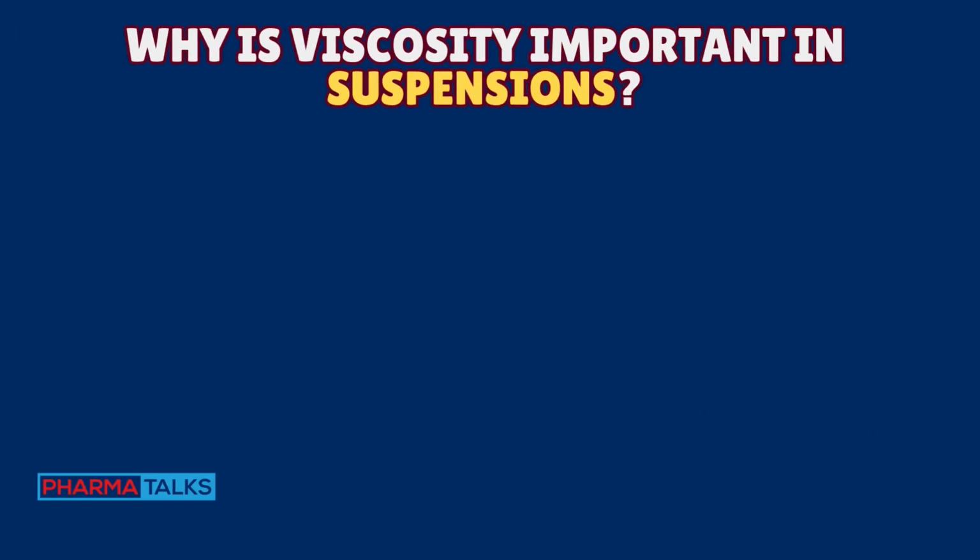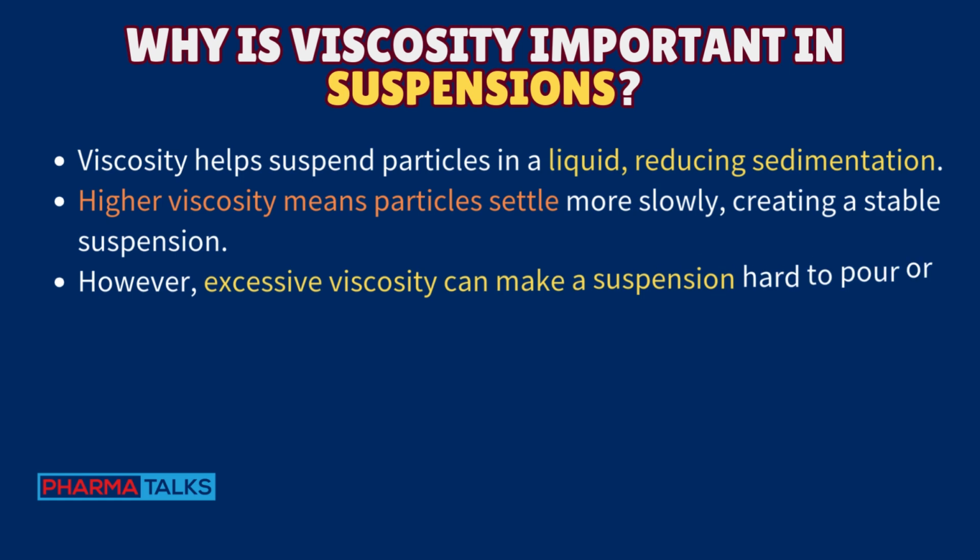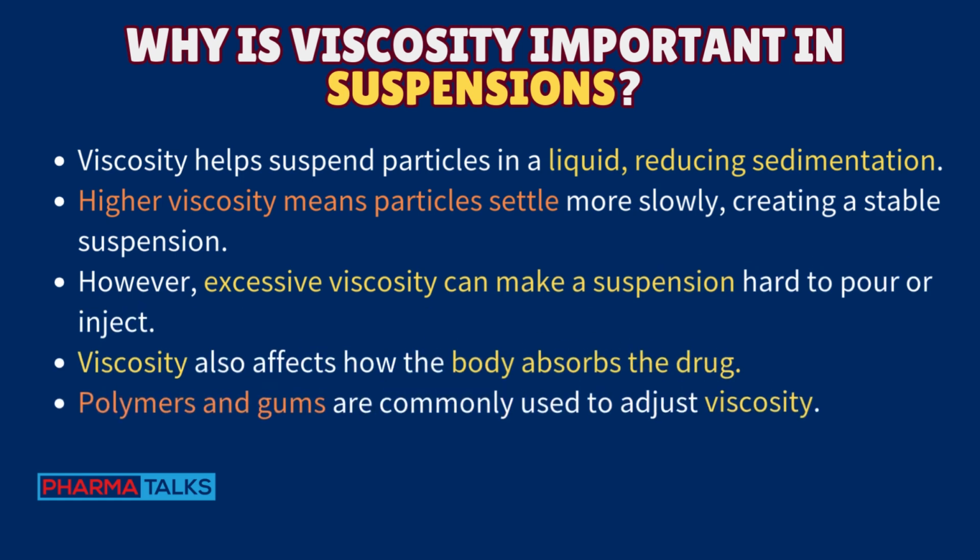Why is viscosity important in suspensions? Viscosity helps suspend particles in a liquid, reducing sedimentation. Higher viscosity means particles settle more slowly, creating a stable suspension. However, excessive viscosity can make a suspension hard to pour or inject. Viscosity also affects how the body absorbs the drug. Polymers and gums are commonly used to adjust viscosity.